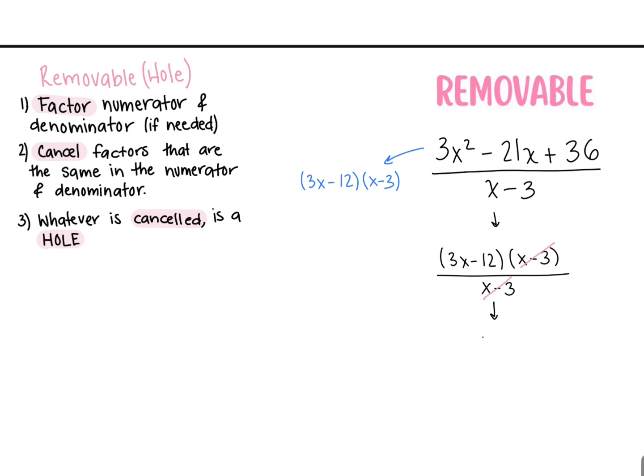It means that we take that x minus 3 that we canceled, we write it out, and we set it equal to 0 because we want to solve for x. In this case, we would add 3 on both sides and get that x is equal to 3. And what does this mean? This means that at x is equal to 3, there is a hole in the graph or a removable discontinuity.